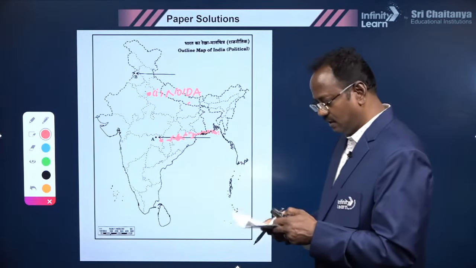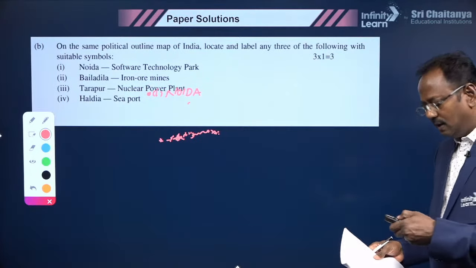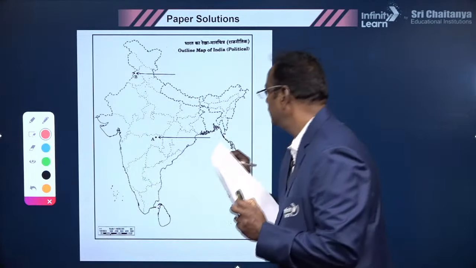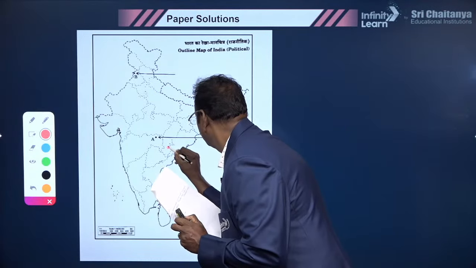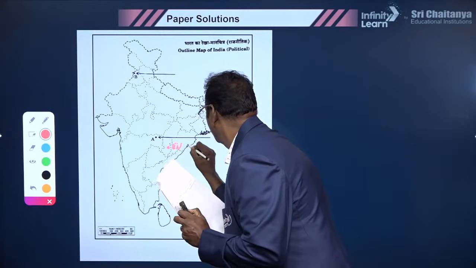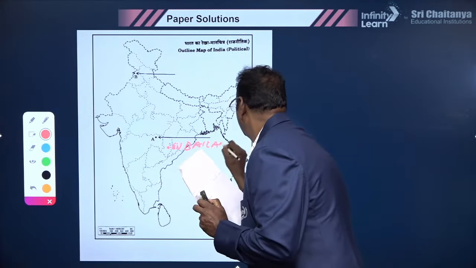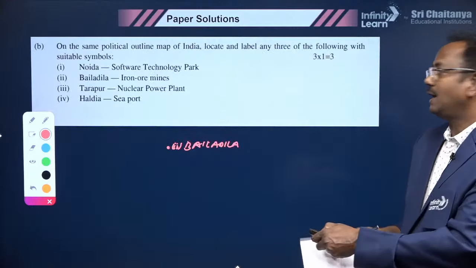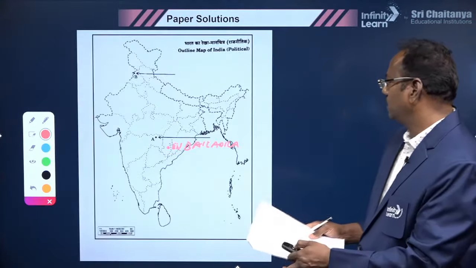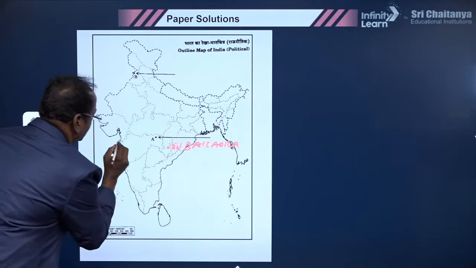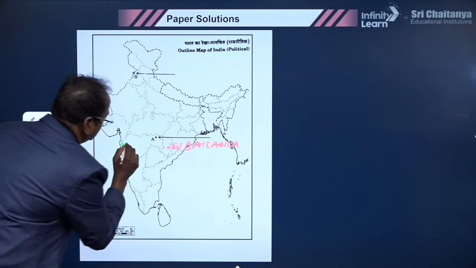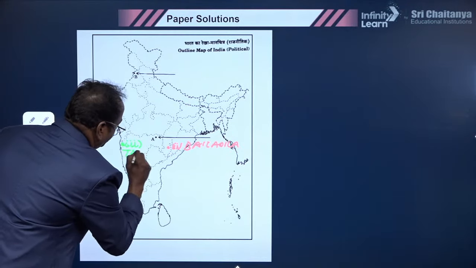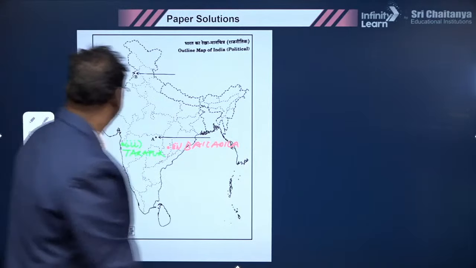And what is the next question? Bailadila, an iron ore mine, is in Chhattisgarh. So here it comes, this is question number 2, Bailadila. Then question number 3: Tarapur is a nuclear power plant. Any symbol you could use. I use a green color now for your visibility. This is question number 1, 2, 3. Tarapur. Yes, this is question number 3, Tarapur.